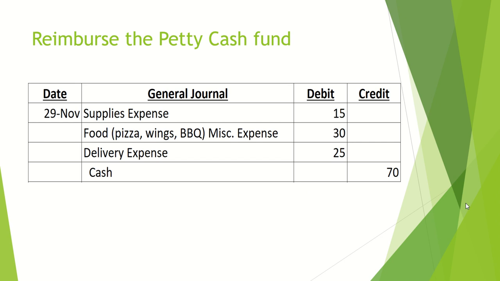So to reimburse the petty cash fund, you're going to debit these three items for $15, $30, $25. And you're going to credit cash for $70. So this basically tells you that out of the $75, cash was spent of $70 for these three items. So this is to reimburse the petty cash fund.